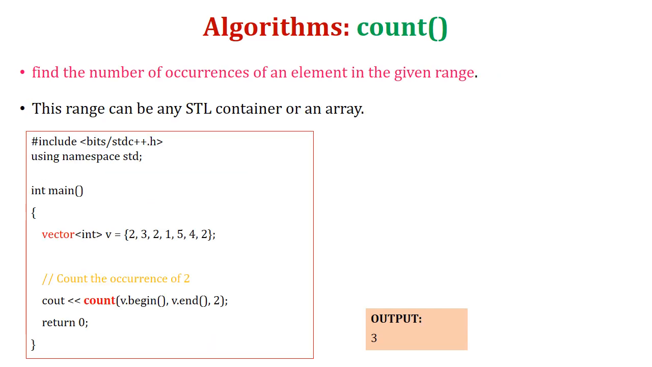The next function is count. It will find the number of occurrences of the element in the given range. For example, the vector is a collection of some elements. We are going to count, starting from beginning till end. What is the reference value here? 2. So the number of times the 2 occurs: see, 1, 2 and 3. So 3 times it occurs, right? So finally the result is 3 here.